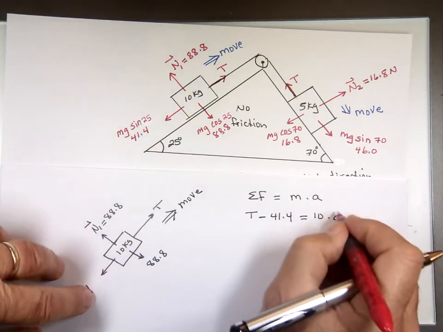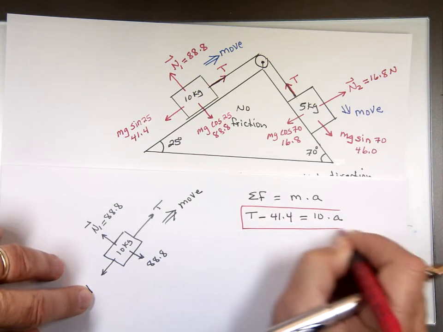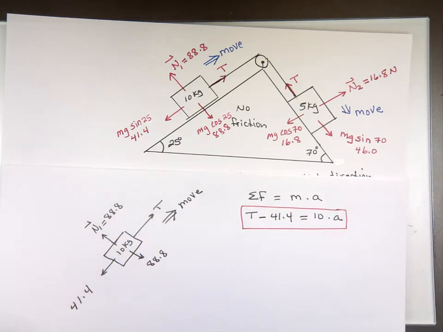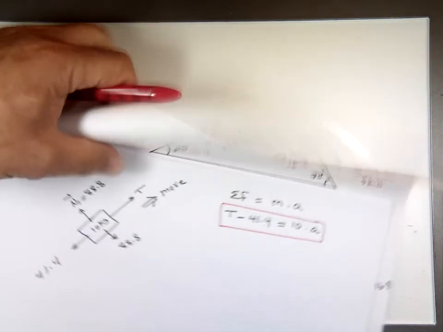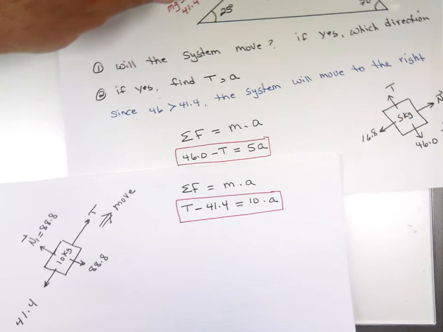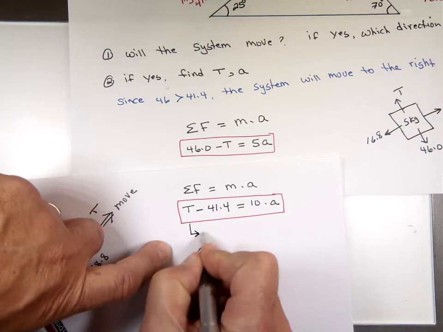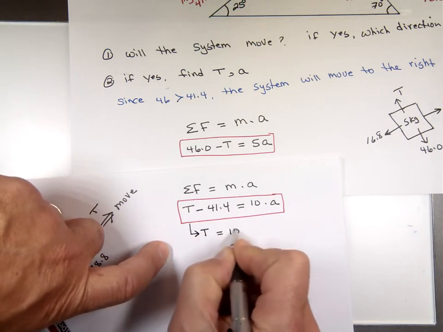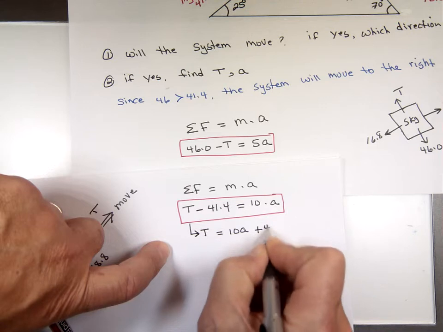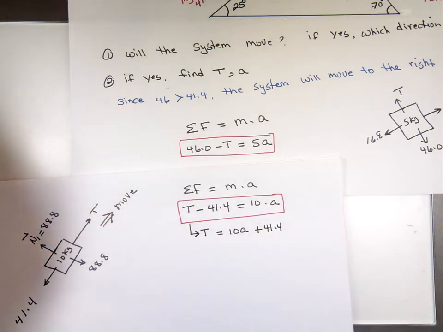2. The physics is done. Now it's the math. We get 2 equations and 2 unknowns. There's my 2 equations. How are you going to solve them? I can use substitution to solve for 1, right? So if I solve this for T, it's going to be what? 10a plus 41.4. Move the 41.4 to that side, becomes a plus.